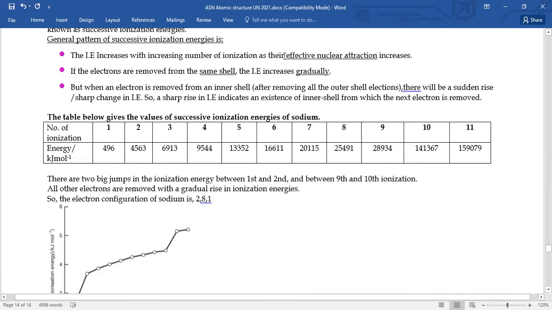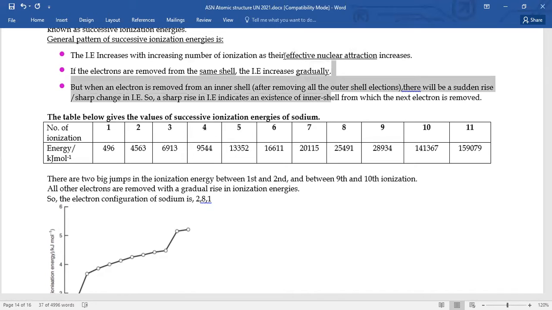Okay, it's given there that effective nuclear attraction increases. This means that at the next ionization, the nucleus is attracting fewer electrons, and the size is also gradually a little smaller. So the values increase gradually. The word gradually is emphatic because you are removing electrons from the same shell, and the next electron then comes from the inner shell.